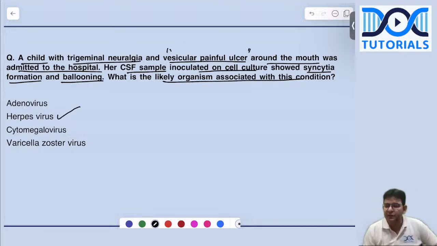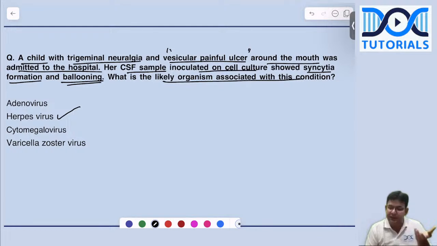So the answer to this question is what, guys? Herpes, not the varicella zoster. Varicella zoster is in the close run. This was there for this answer, but the answer here is herpes. Trigeminal neuralgia: it resides in the trigeminal ganglion, herpes. And the vesicular painful ulcer on the mouth is not observed in the other. Syncytia production and ballooning are a feature mainly of HSV1 and HSV2.